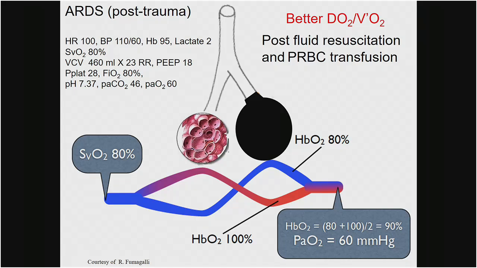by resolving the condition of shock, in this case transfusing hemoglobin, you see the hemoglobin went from 71 to 95.